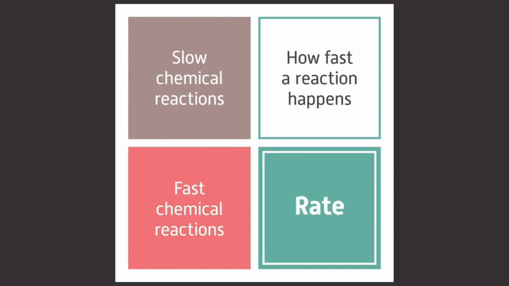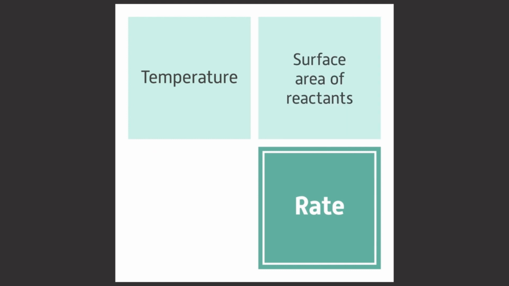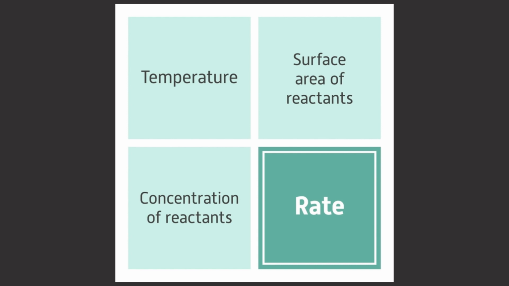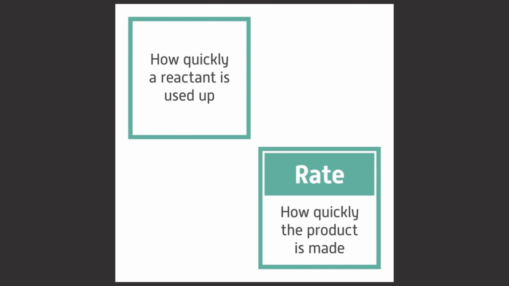Variables that affect the rate of reaction include temperature, surface area of reactants, and the concentration of reactants. The rate can be calculated by measuring how quickly the product is made. The rate can also be measured by how quickly a reactant is used up.